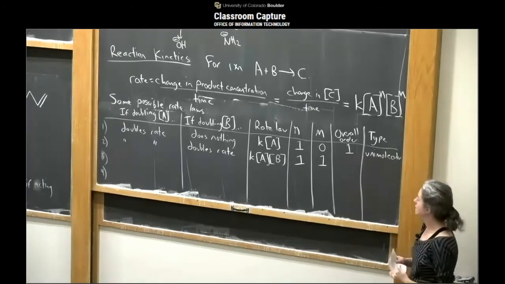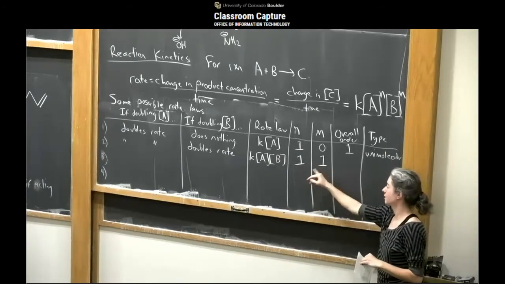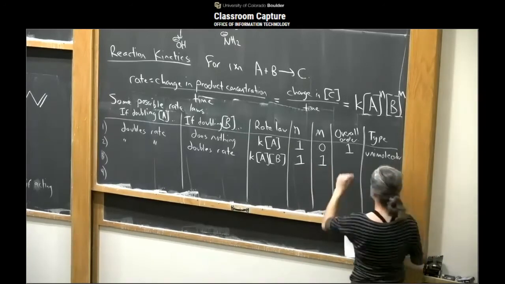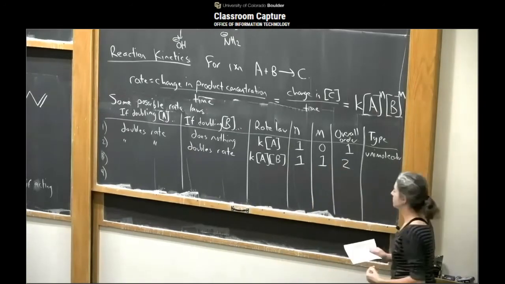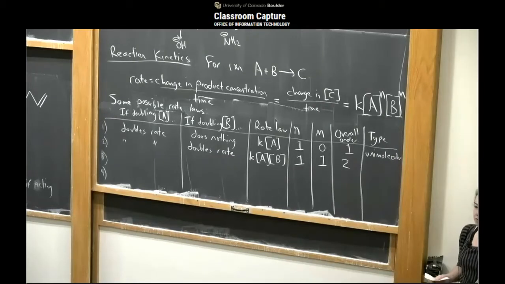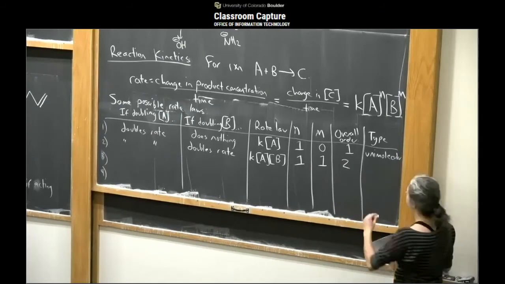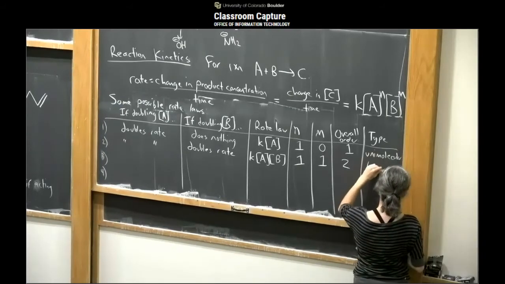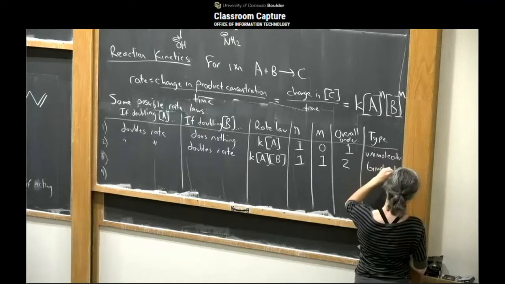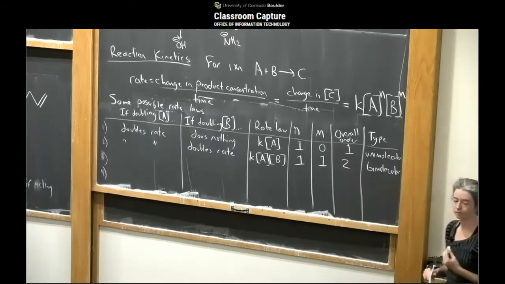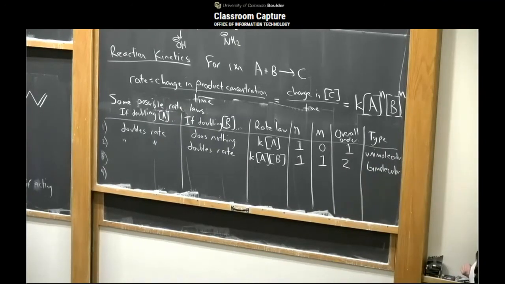Okay, so again, we can add those exponents. 1 plus 1 is 2, which means that whatever's happening at the rate determining step here involves one molecule of A doing something with one molecule of B, which would make this a bimolecular reaction. Okay, questions about that or about the difference between the first two?